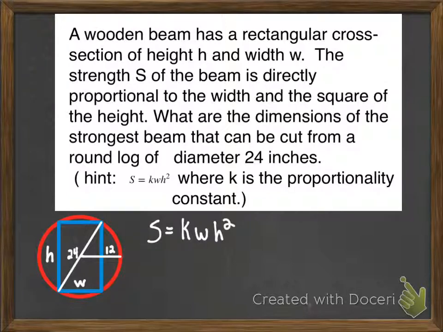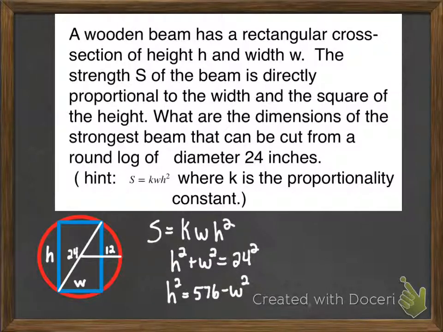Well, if I draw the line from one end of the rectangle to the other, it would have to pass through the center of the circle, and therefore that would actually be the diameter. That's 24. And if you look at the picture now, you'll see that we have our good old familiar friend that we see in so many of these problems, a right triangle. So we can say that h squared plus w squared is equal to 24 squared.